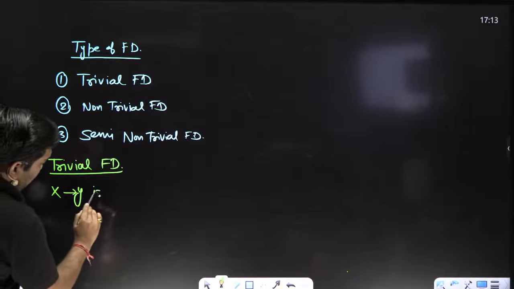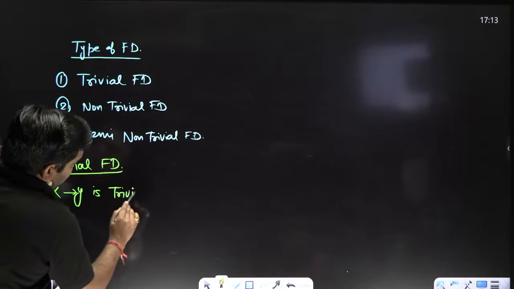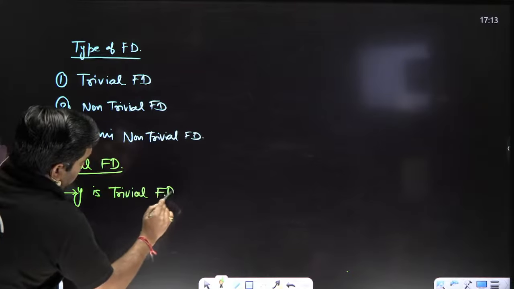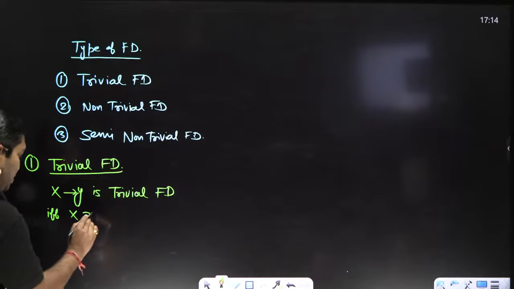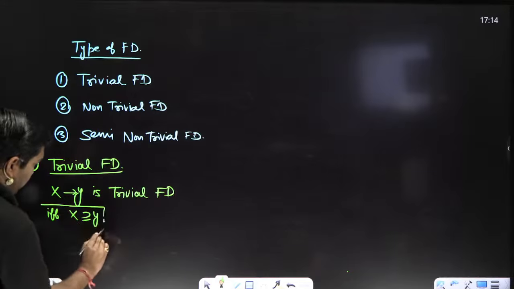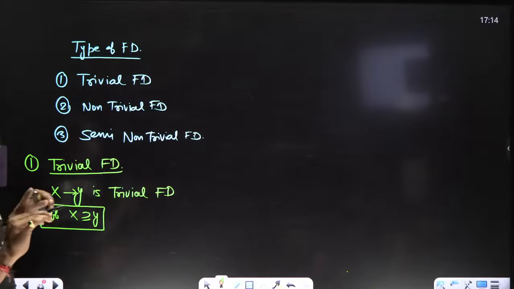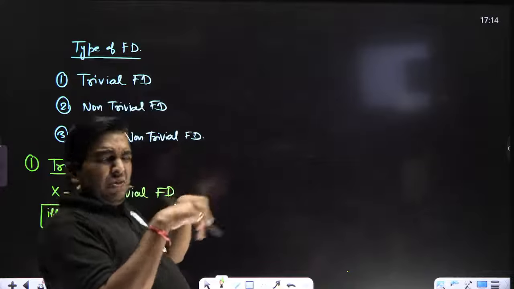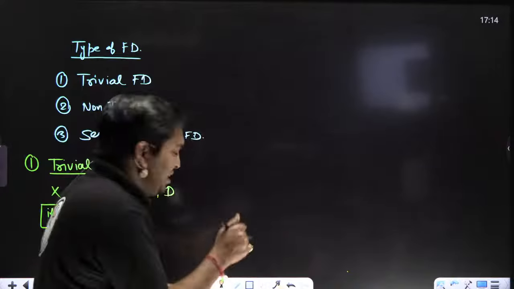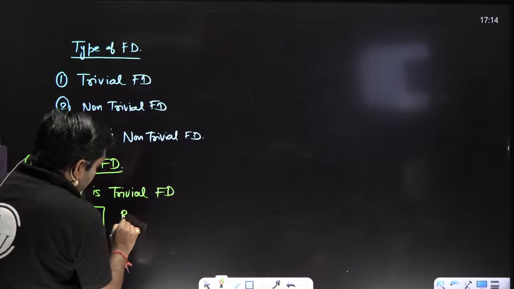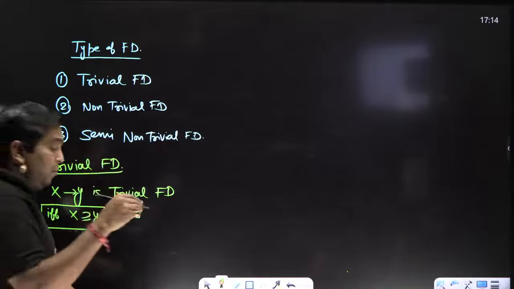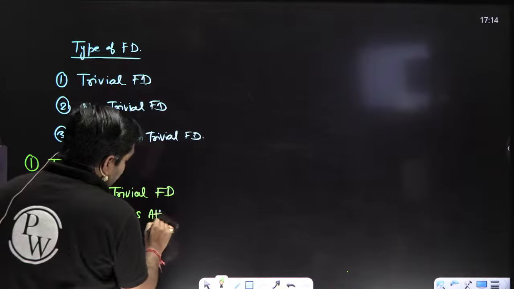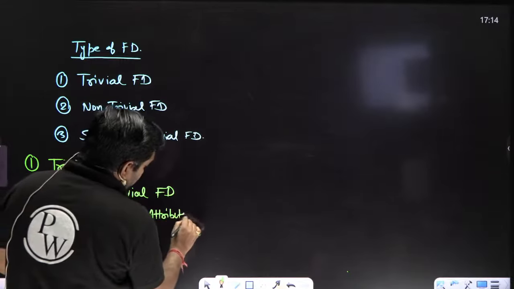X determines Y is a trivial FD if and only if X is a superset of Y, my dear. That means the right hand side attribute. RHS means what? Right hand side attribute.